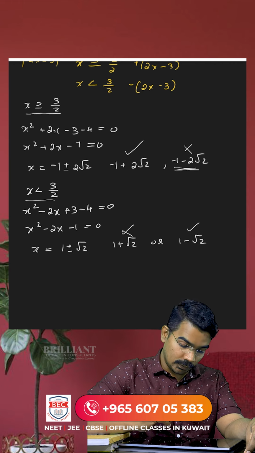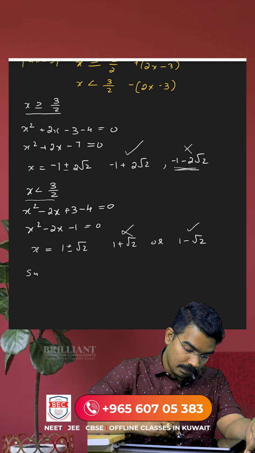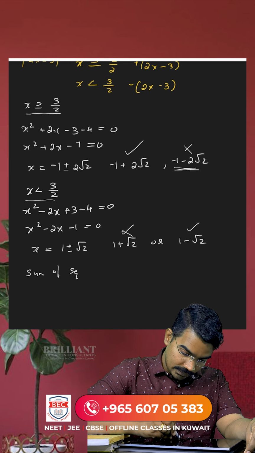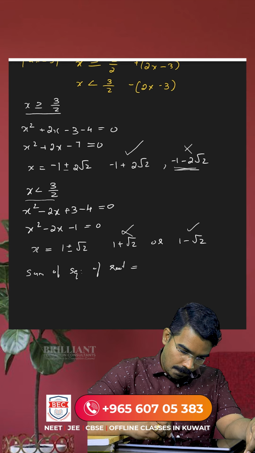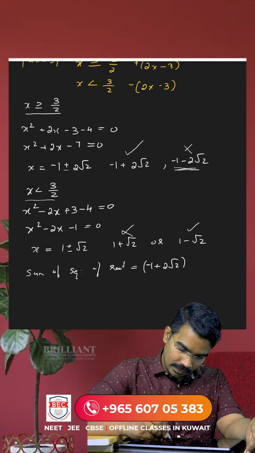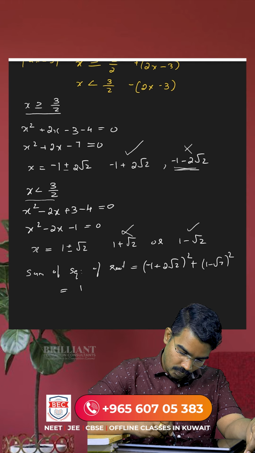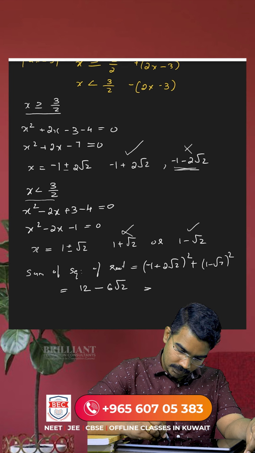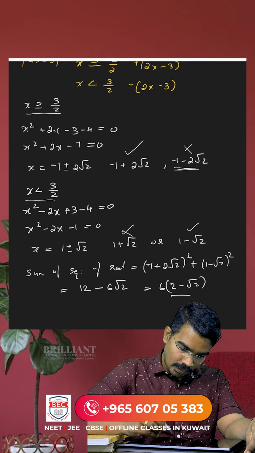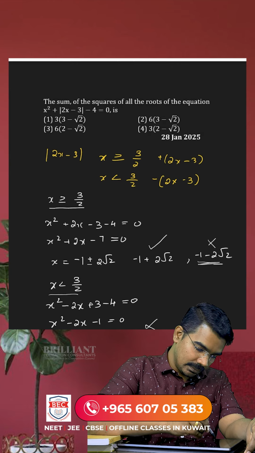The question asked is the sum of squares of the roots, that is equal to minus 1 plus 2 root 2 the whole square plus 1 minus root 2 the whole square. This will be 12 minus 6 root 2, that is equal to 6 into 2 minus root 2. So our answer is option number 3.